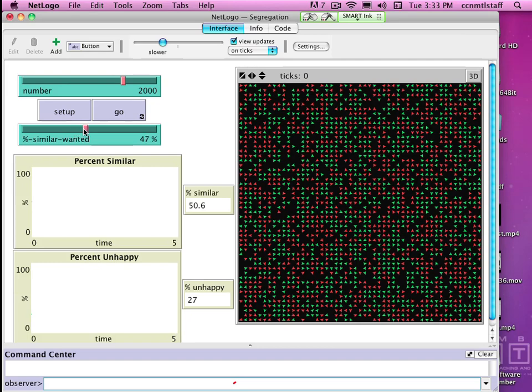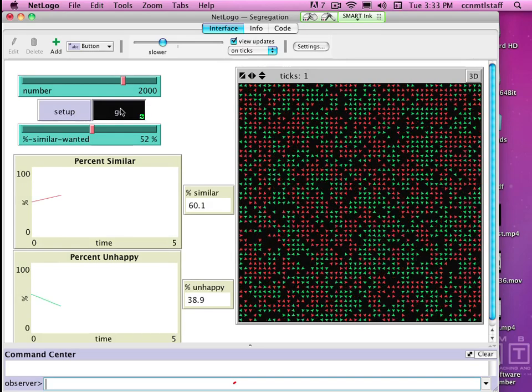Now what happens when we go up to a little bit above 50, to 52? And remember, this is each individual agent; they only want 52% of the people to be like themselves in their neighborhood for them to be happy. So that's actually not that bad, considering you only have two different types of people. They're really interested in 50-50. What do we get when we run the model?